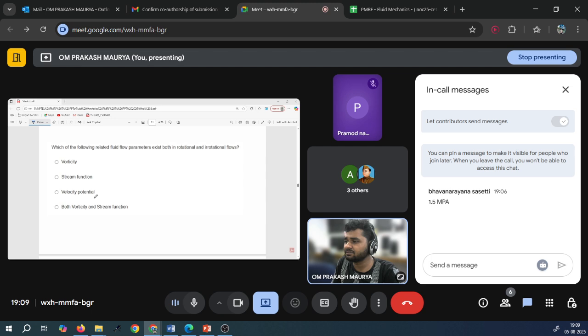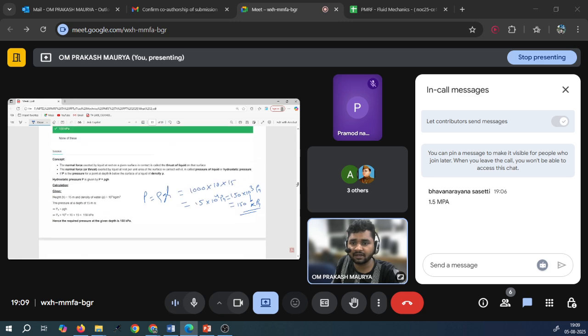The next question is: which of the following related fluid flow parameters exists in both rotational and irrotational flow? Vorticity, stream function, velocity potential, or both vorticity and stream function. Which option will be correct for this? Before moving on to this question, I have a very interesting question regarding that.